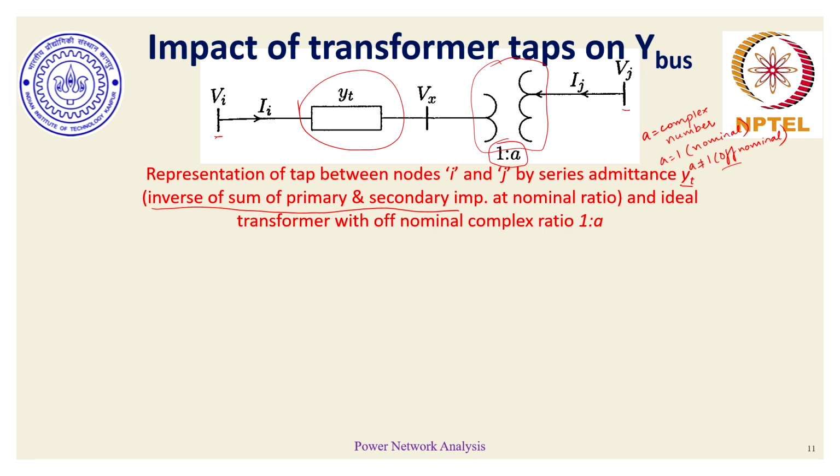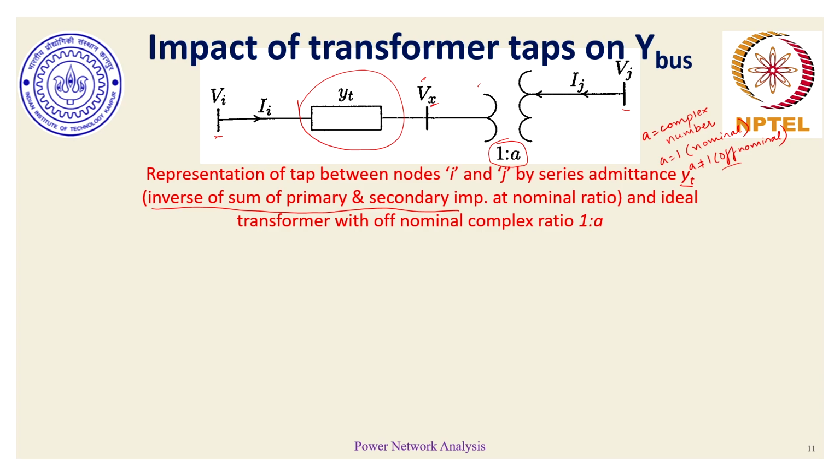So how do we go about considering this specific arrangement? Basically, if A was equal to 1, Vx, or in fact this fictitious node X, need not be considered. This line is directly connected to bus J, and hence Y bus can be easily evaluated. Since the transformer tap is present, how do we consider its effect? So we go by first principles.